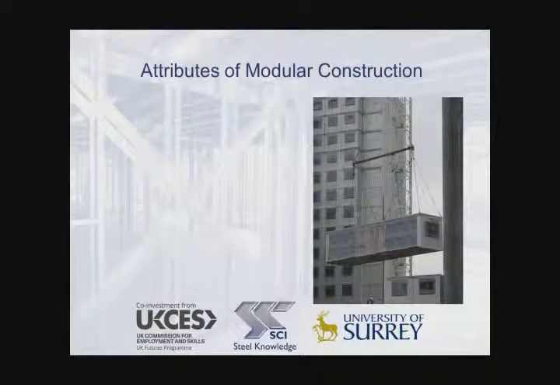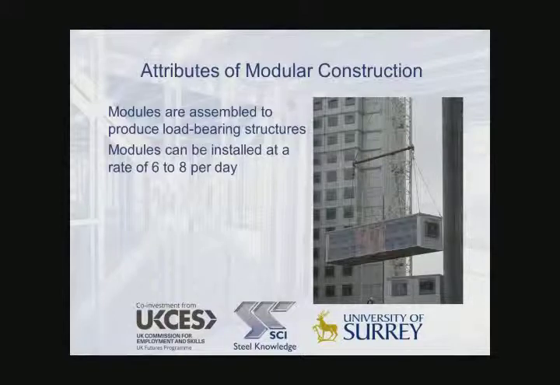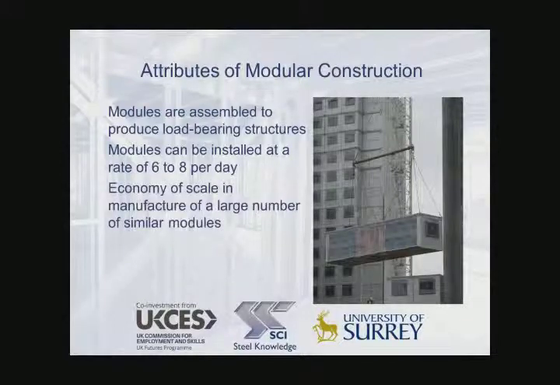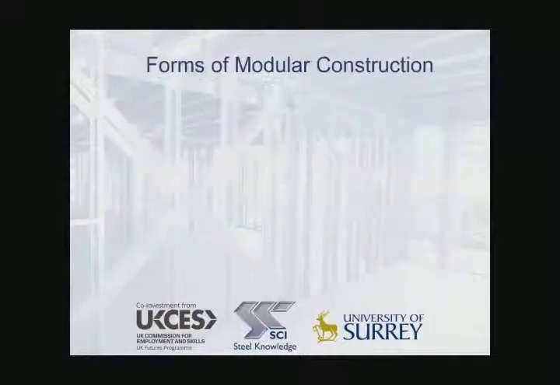So what are the attributes of modular systems? Well, firstly, they can be assembled to produce load-bearing structures. Module installation rates are very fast, typically 6 to 8 per day. And for larger buildings, an economy of scale in manufacture can be achieved, which reduces the individual cost of the modules. They're also built to very high quality, and services can be installed, particularly in hospitals and other specialized applications.